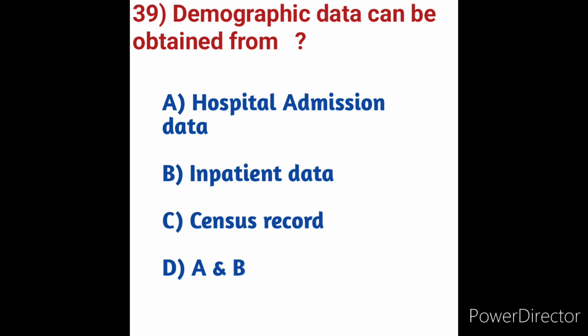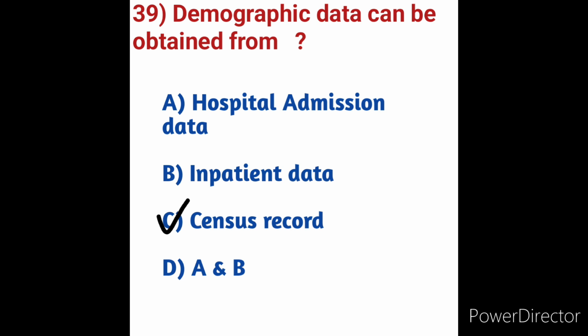It is well known that the three main sources of demographic and social statistics are census, surveys and administrative records. These three data sources are the principal means of collecting basic demographic and social statistics as part of the integrated program of statistical data collection and compilation. Here the demographic data can be obtained from the census record. So option C is the correct answer.